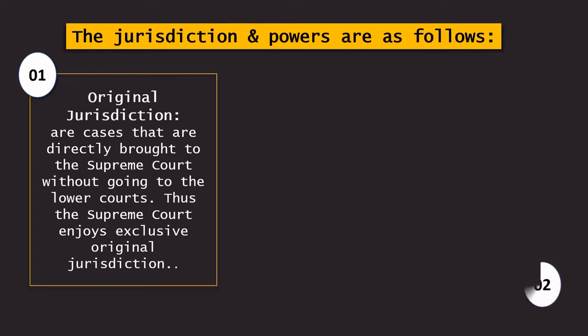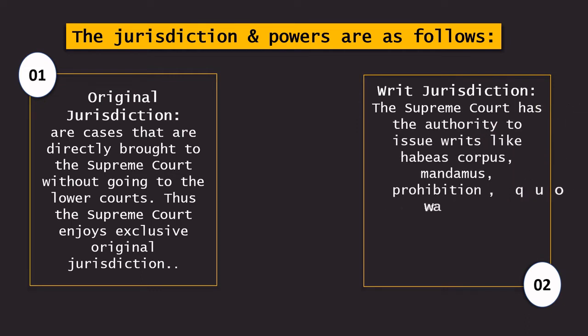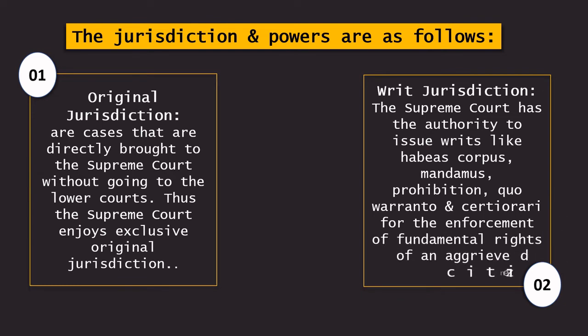Second, writ jurisdiction. The Supreme Court has original jurisdiction with respect to the writ jurisdiction. It means that an aggrieved person can directly go to the Supreme Court without going through the appeal process. The Supreme Court has the authority to issue writs like habeas corpus, mandamus, prohibition, quo warranto, and certiorari for the enforcement of fundamental rights of an aggrieved citizen.